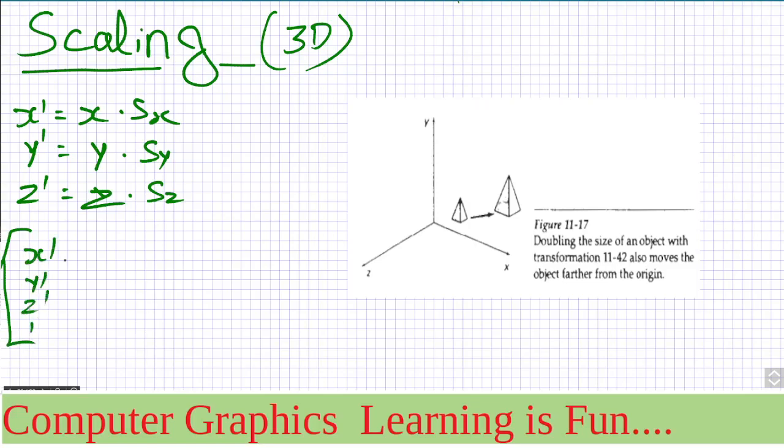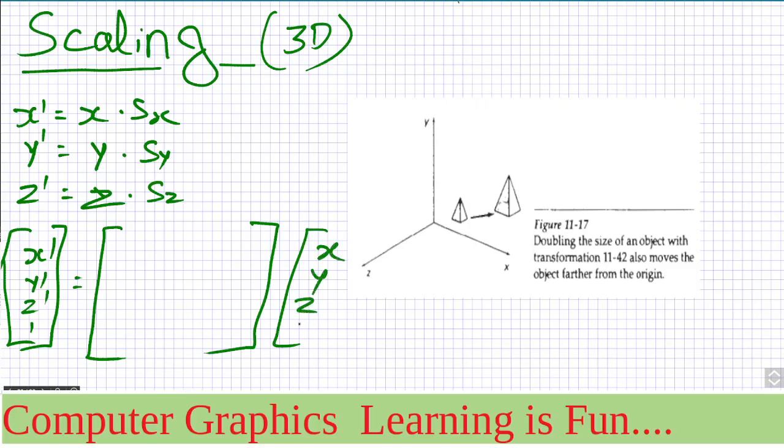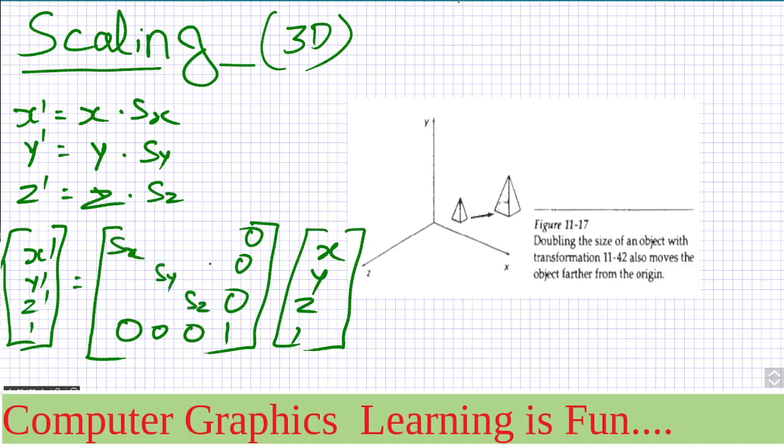So if you want to represent this in a matrix, your matrix should have x dash, y dash, z dash and 1 as the result. It will be the result of multiplication of 2 matrices. One is x, y, z and 1 itself, and the other is the scaling matrix. Here it is a homogeneous coordinate and no translation. In the diagonal you will mention sx, sy and sz. Other places it is 0, right? This matrix will work for your scaling.